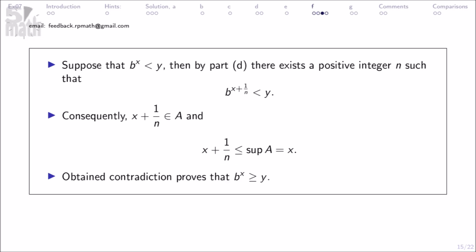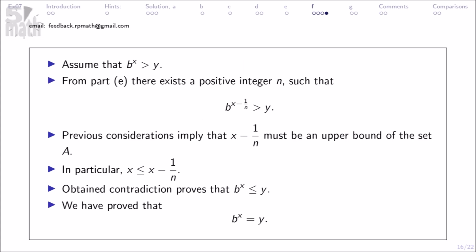Suppose that b to the x less than y, then by part D, there exists a positive integer n such that b to the x plus 1 over n less than y. Consequently, x plus 1 over n is an element of A and x plus 1 over n less than or equal to supremum of A equaling x. Obtained contradiction proves that b to the power x greater than or equal to y.